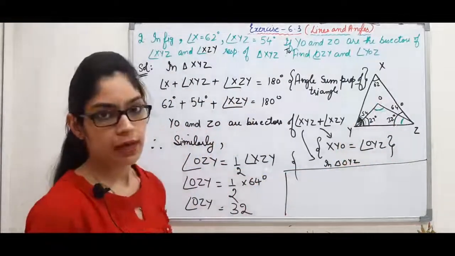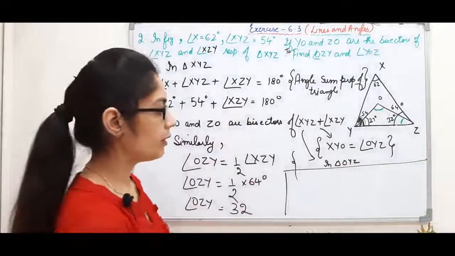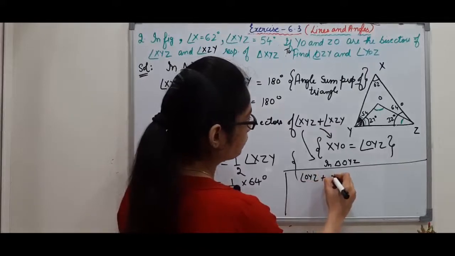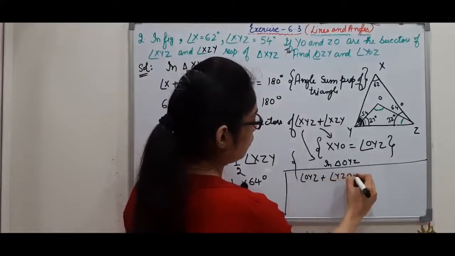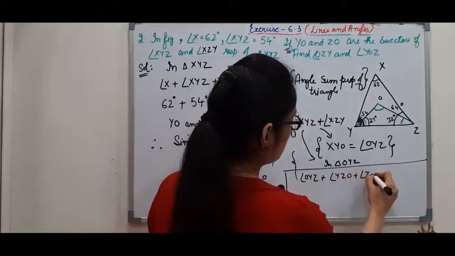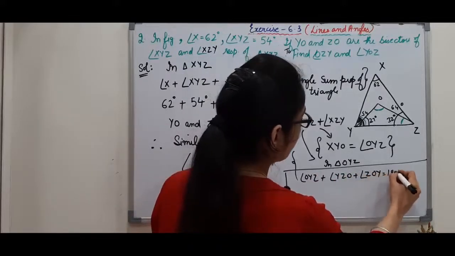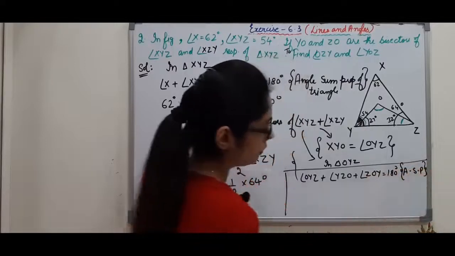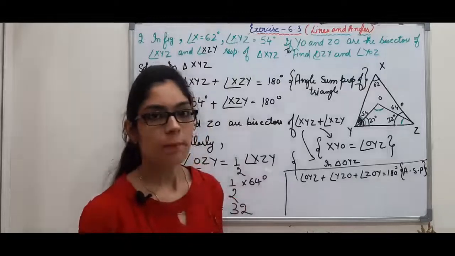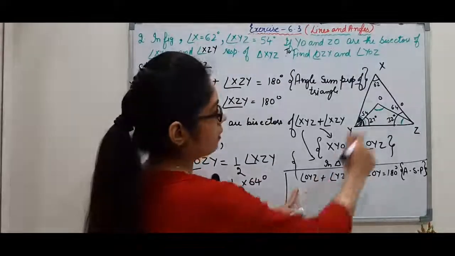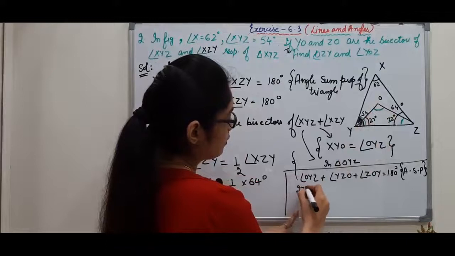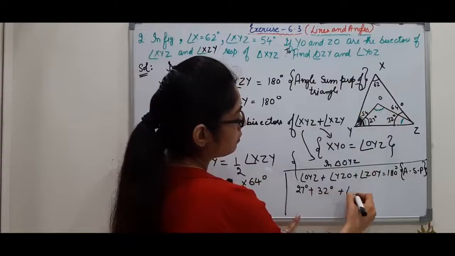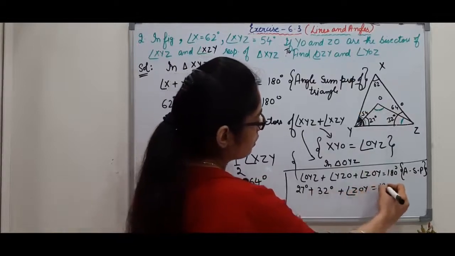So we can find it by using the angle sum property of a triangle. We can use angle OYZ plus angle YZO plus angle ZOY is equal to 180 degrees. Reason we can mention: angle sum property of a triangle. I have written in short, angle sum property of triangle. OYZ is equal to 27 degrees, YZO is equal to 32 degrees, plus ZOY, we have to find its value, is equal to 180 degrees.